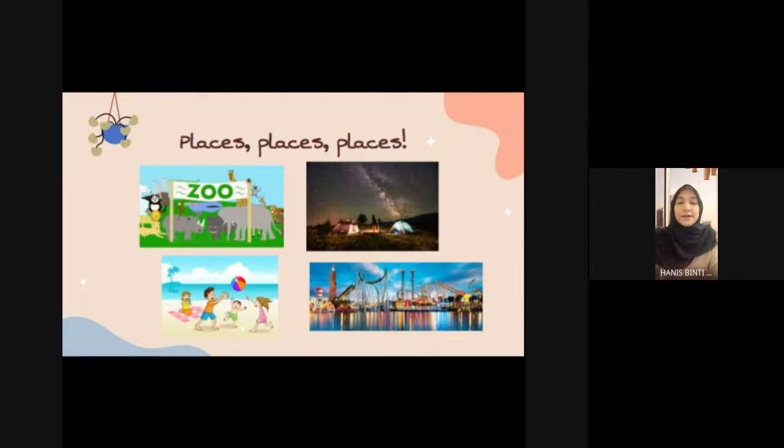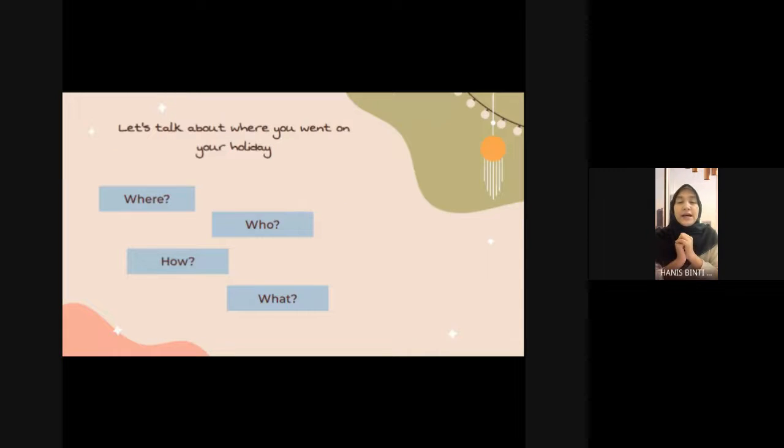All right, let's see. After reading the poem on holiday memories, the teacher can talk about where the student went on their holiday. They could ask them some triggering questions, such as where is the place that they went, who they are with, how did they go to the place, and also what are the activities that they did.